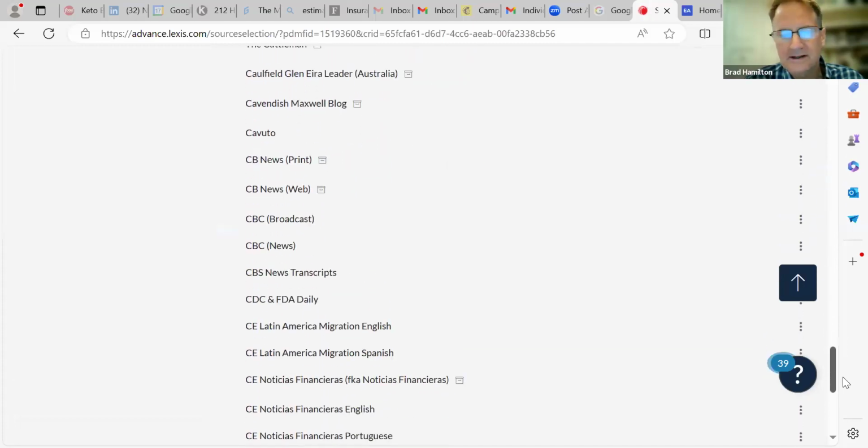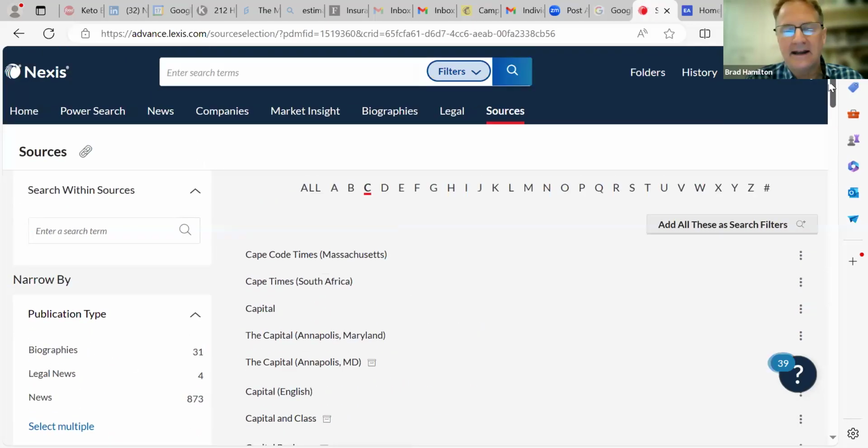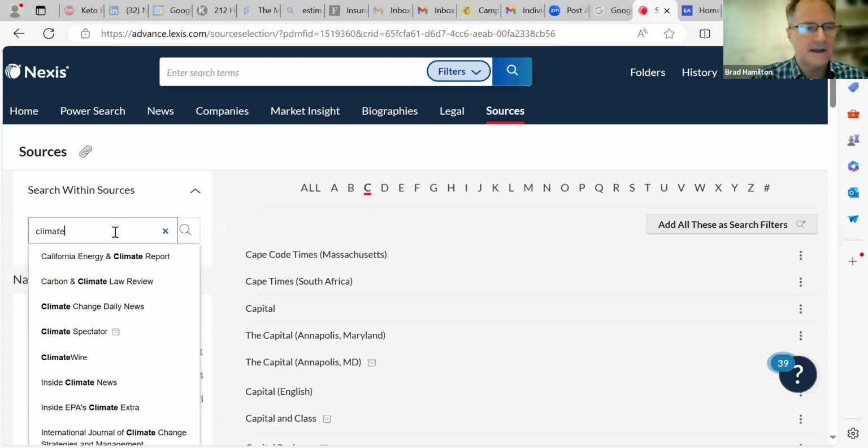I'll give you a spoiler. There's like Clean Air and Clean Energy Report. There's all these different things that don't have climate in them as a title of the publication, but definitely do have an orientation to that subject. So now that we've gone through all of those C's, just goofing around and finding stuff, now we can go back and do a proper search under search within sources. So let's do climate. Let's see what we get.